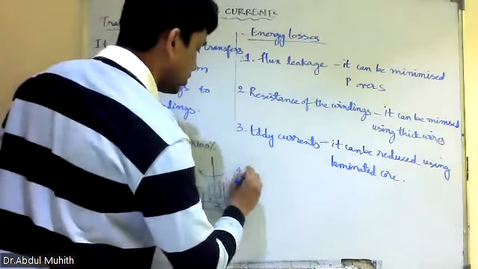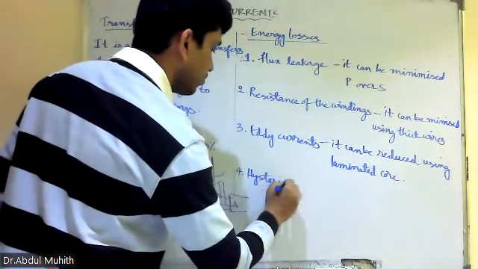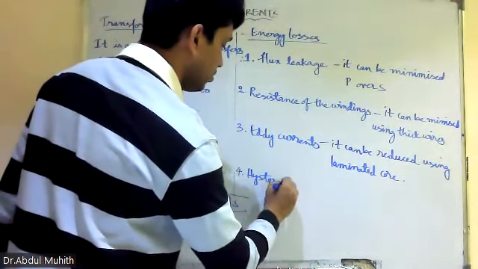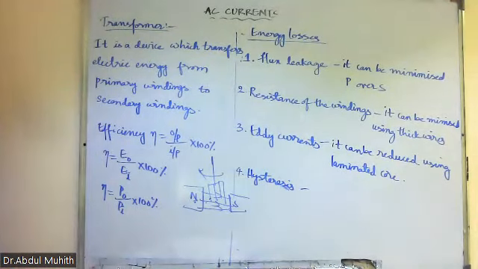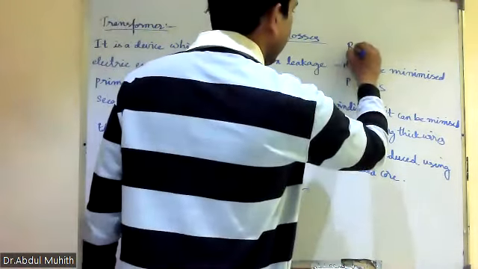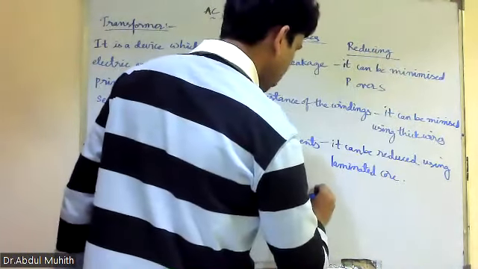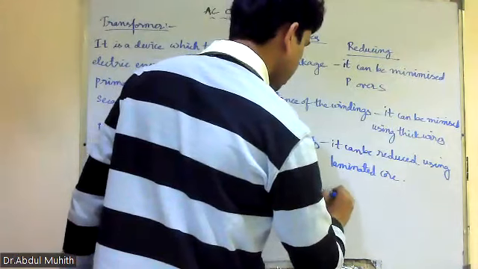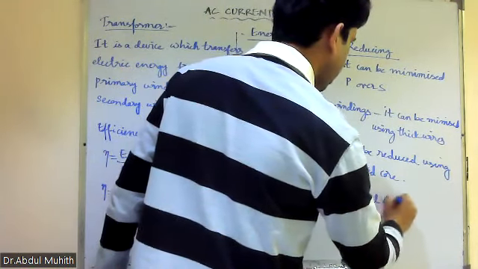Next one is what? Hysteresis loss. So we say magnetic hysteresis. Here we have magnetic material of low hysteresis. How to reduce it? That is using material of low hysteresis loss.